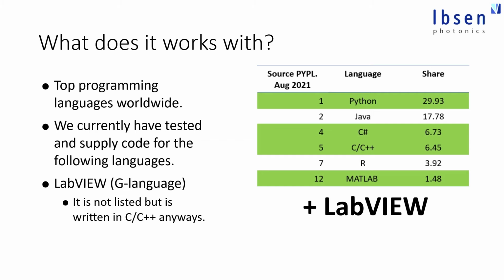Looking at this list of programming languages, we have developed samples already for the languages marked in green here: Python, C#, C, C++, MATLAB, and LabVIEW is added on to that. LabVIEW is of course a bit different in the sense that it's a flow language, the G language, but it's written in C, C++ anyway, so it is also kind of included under the same banner here.